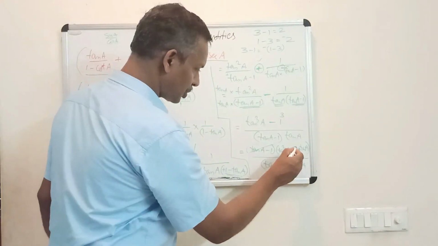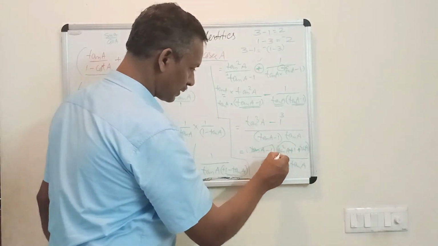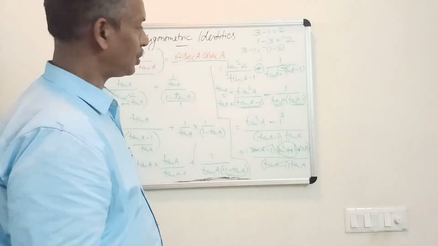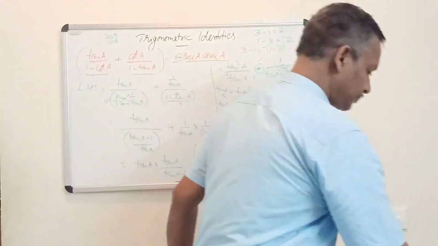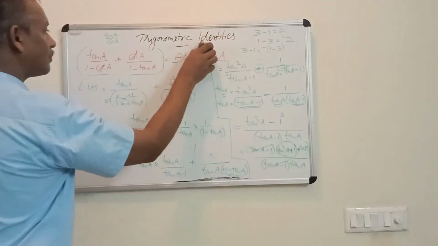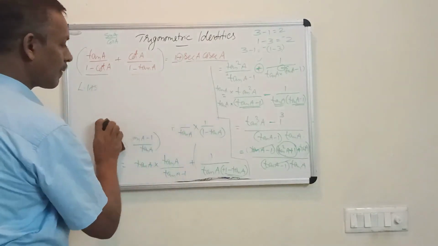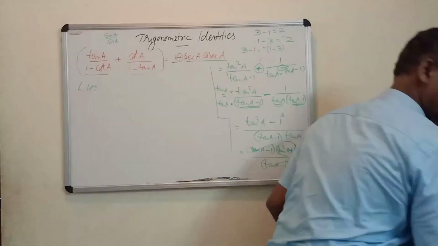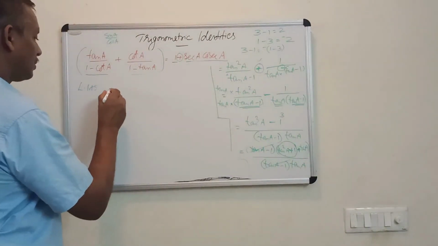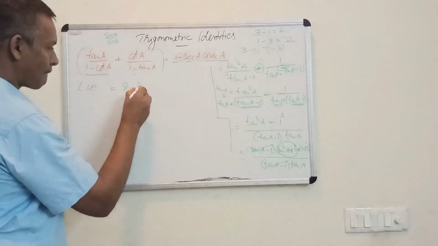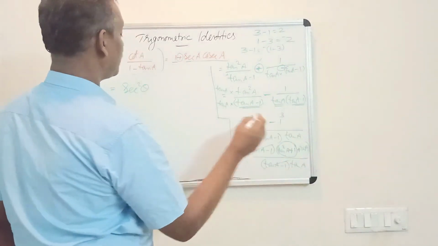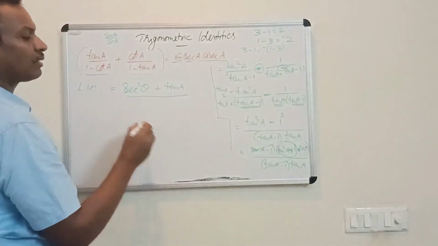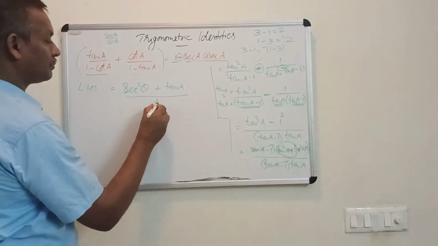So we can use the trigonometric identity and join this 1 plus tan square. What is 1 plus tan square? You all know that. What is 1 plus tan square? 1 plus tan square will become sec square, plus tan A, by tan A.